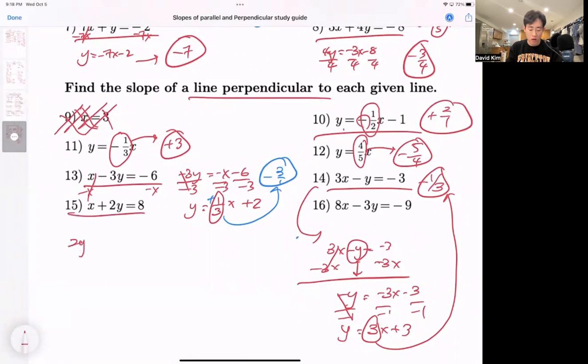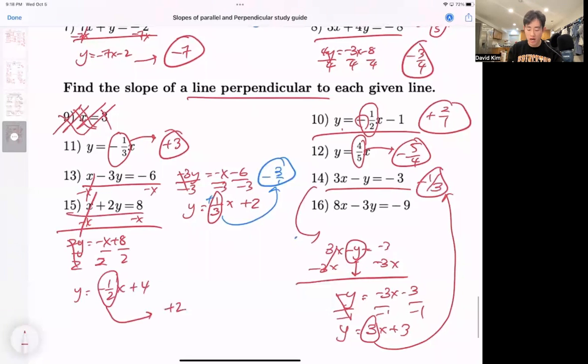15, we have 2y equals negative x plus 8. Where did I get the negative x from? Just subtract the x on both sides. Divide by 2. y is equal to negative 1 over 2x plus 4. The slope is negative 1 over 2, so it's going to turn into a positive 2 for your perpendicular slopes, because flip it over, it's 2 over 1, and it's going to turn from negative to a positive.